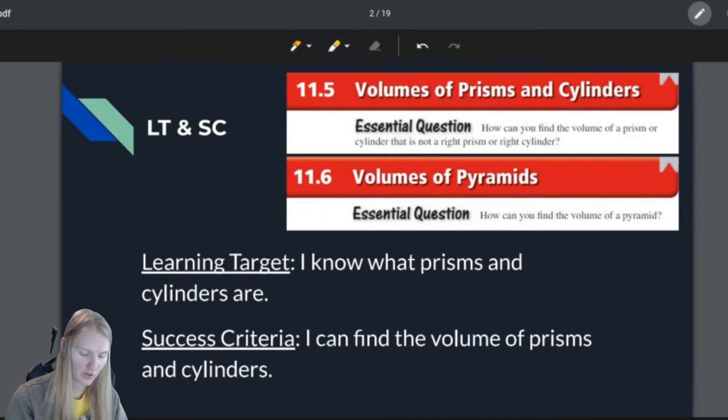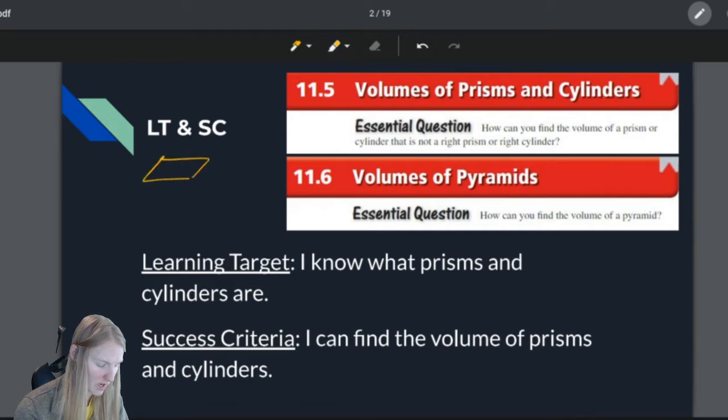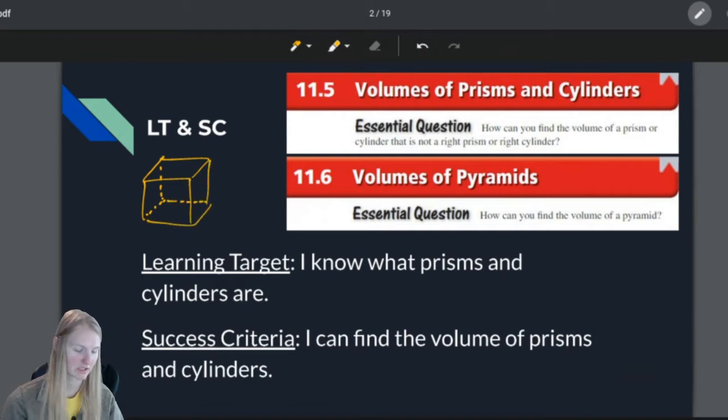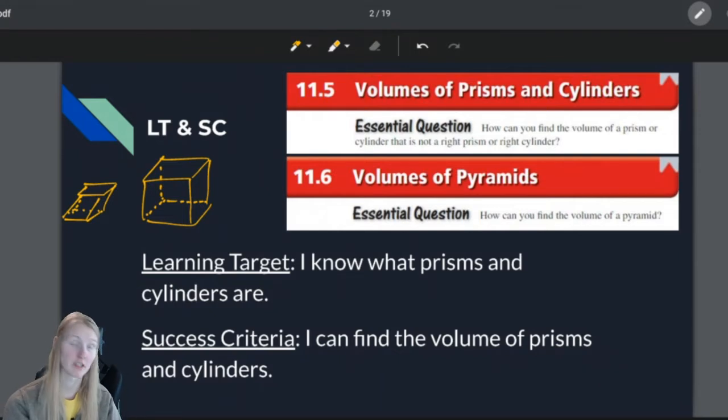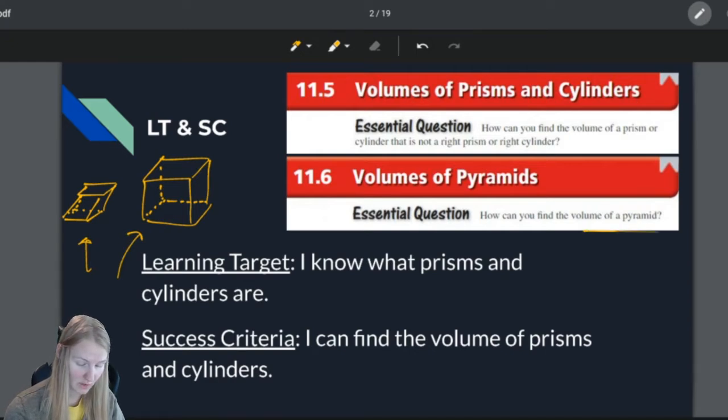So our essential questions are, how can you find the volume of a prism or cylinder that is not a right prism or right cylinder? And that means that they're not perfectly straight up and down. It means what if they are kind of slanted like this? Then what happens? How can you find the volume of this versus the volume of that? Is it possible? And then how can you find the volume of a pyramid?